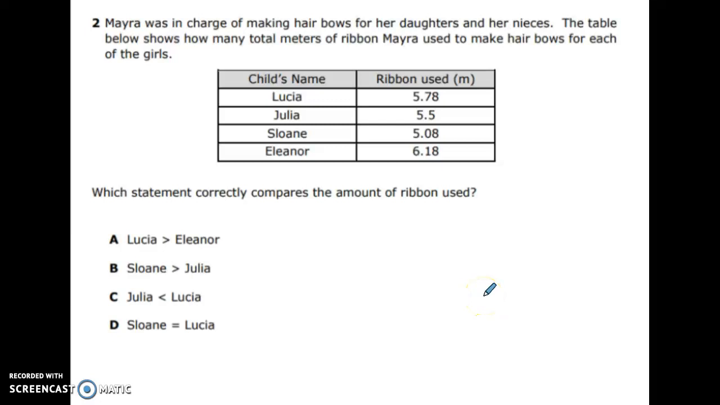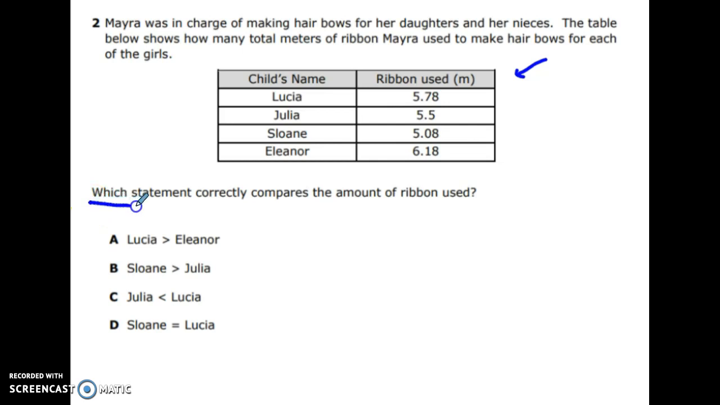All right, fabulous fifth graders, here is question number 2 on our place value mini assessment. Myra was in charge of making hair bows for her daughters and her nieces. The table below shows how many total meters of ribbon Myra used to make hair bows for each of the girls. So we've got child's name and we've got the amount of ribbon used in meters. It's important to make sure that you study this table to make sure you understand all of the information that it's giving you and what you should be using to answer the question.